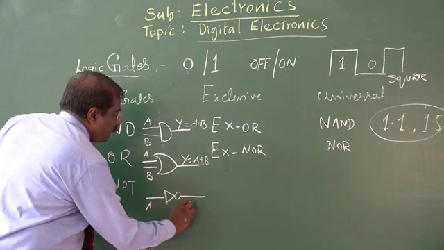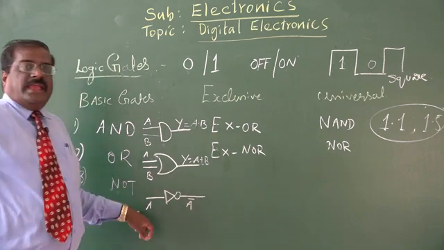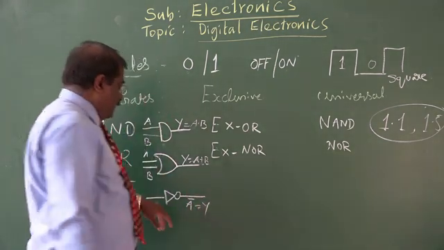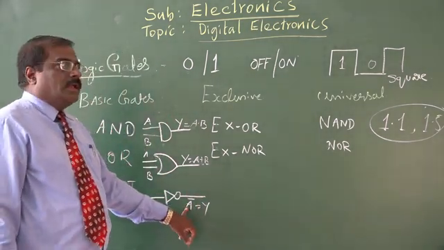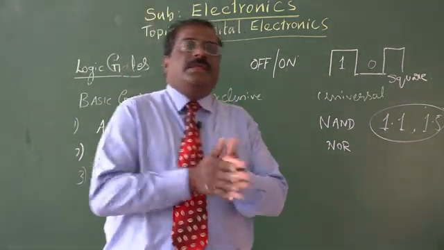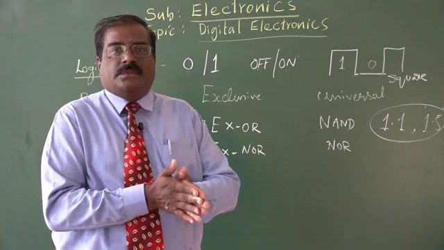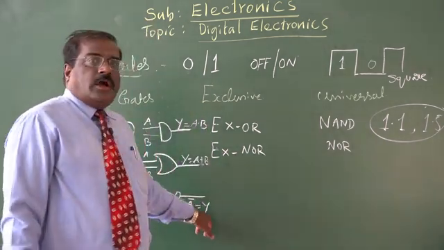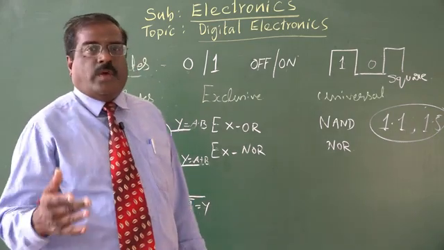This is the symbol of the NOT gate. A, Y equals A bar. In any manner we just call it A bar. The NOT gate is nothing but: whatever the input is 0, the output is 1, or if it is 1, it is 0.